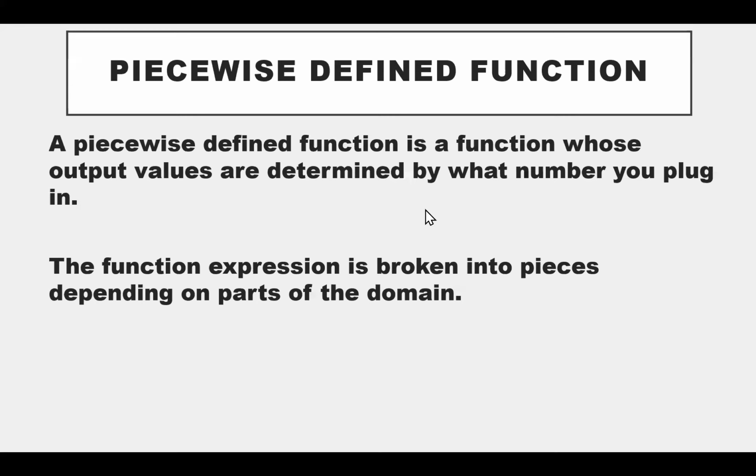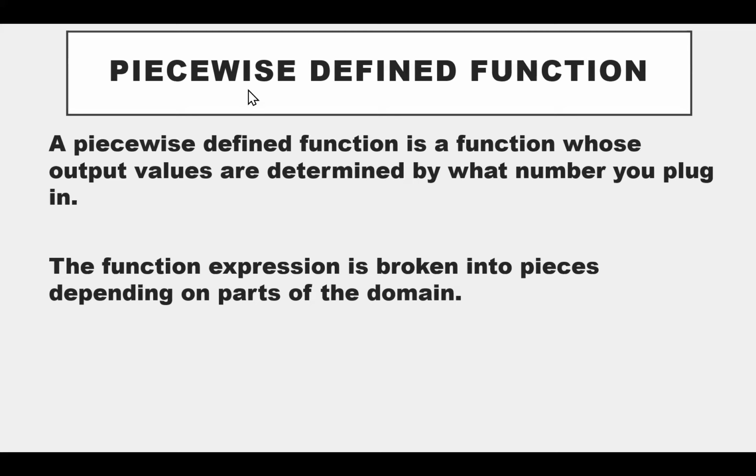Now, the last part of this section is going to be dealing with piecewise defined functions. A piecewise defined function is a function whose output values are determined differently by what number you plug in. So what that means is the function expression is broken into pieces depending on parts of the domain. So if x is at a certain place on the domain, then our output is going to be determined one way. And if x is at a different part of our domain, our output is going to be determined another way.